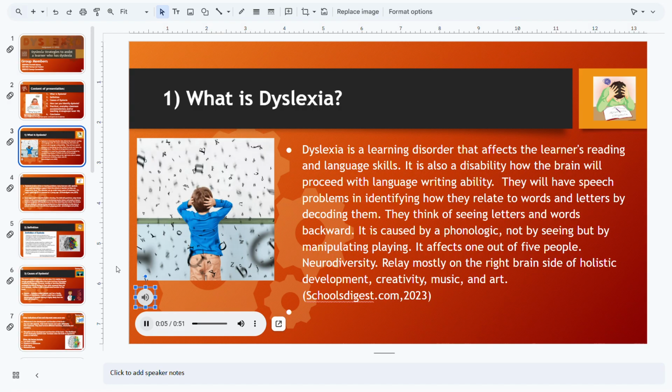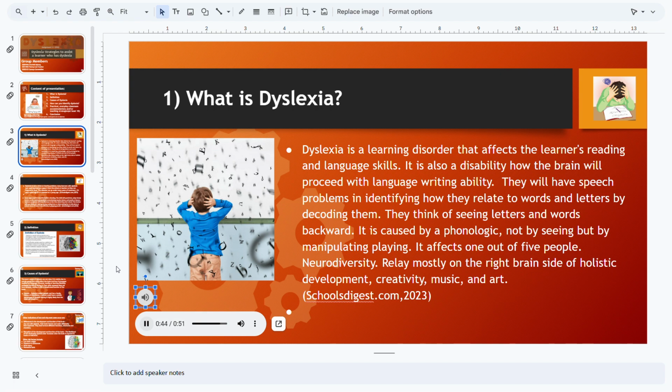What is dyslexia? Dyslexia is a learning disorder that affects the learner's reading and language skills. It is also a disability in how the brain processes language and writing abilities. They will have speech problems in identifying how they relate to words and letters by decoding them. They think of seeing letters and words backwards. It is caused by phonological awareness, not by seeing, but by manipulating and playing. It affects one out of 5 children.